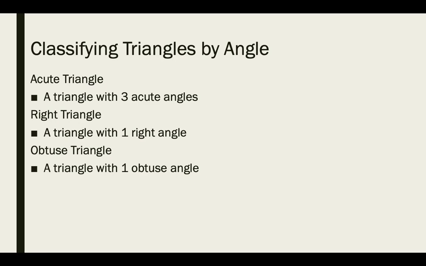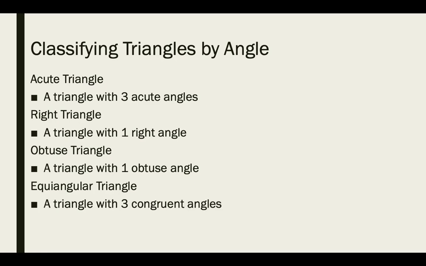There's one more term that we use to classify triangles by their angles, and that is the word equiangular. An equiangular triangle is a special type of triangle where all 3 angles are congruent, which means they all have to be 60 degrees. All the angles of a triangle add up to 180 degrees, which is something we're going to talk about in a second. So if a triangle is equiangular, all the angles have to be 60 degrees. That means an equiangular triangle is also always an acute triangle.